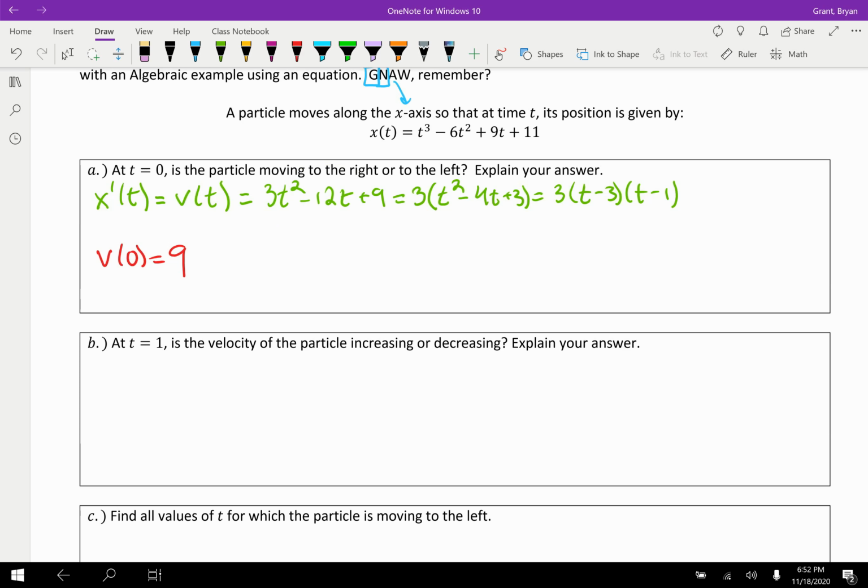What's our conclusion? Well, as v of 0 is greater than 0, as the answer to v of 0 is positive, the particle is moving. Which way does a particle move if velocity is positive?